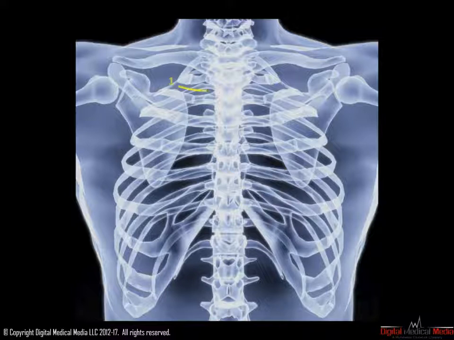The space between the first and second rib is called the first intercostal space. The second space is between the second and third, and so forth, counting down the first 5 intercostal spaces. Lead V1 is placed in the 4th intercostal space, just to the right of the sternum. Lead V2 is placed in the 4th intercostal space, just to the left of the sternum.